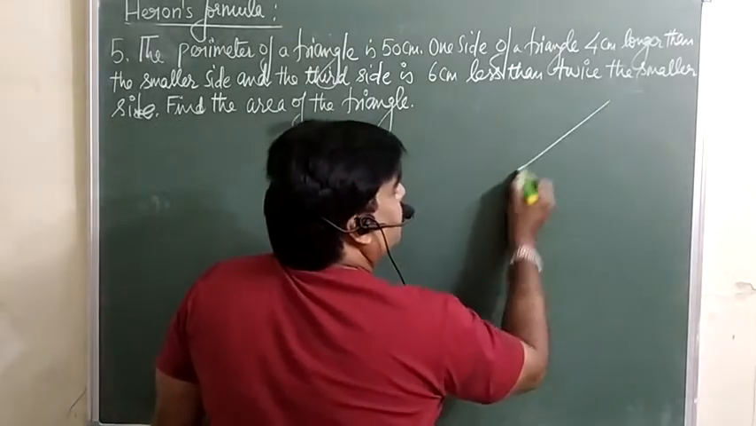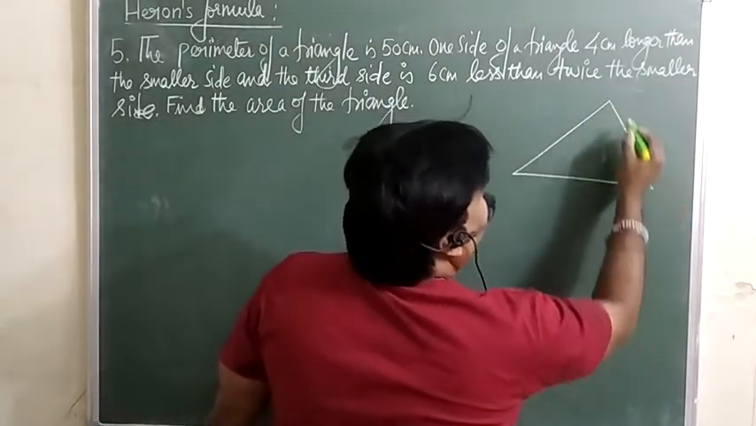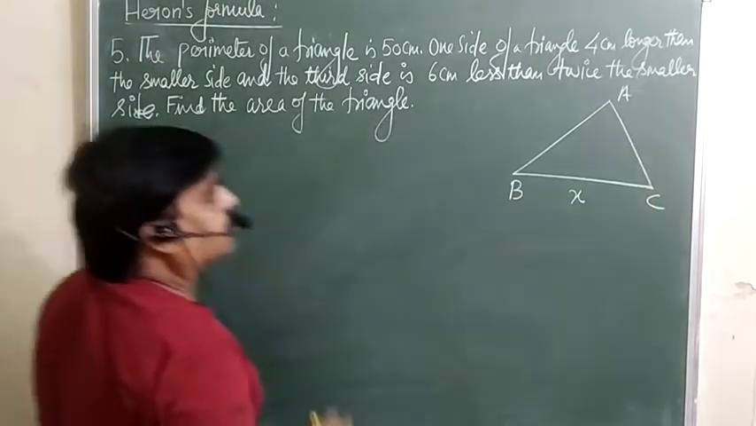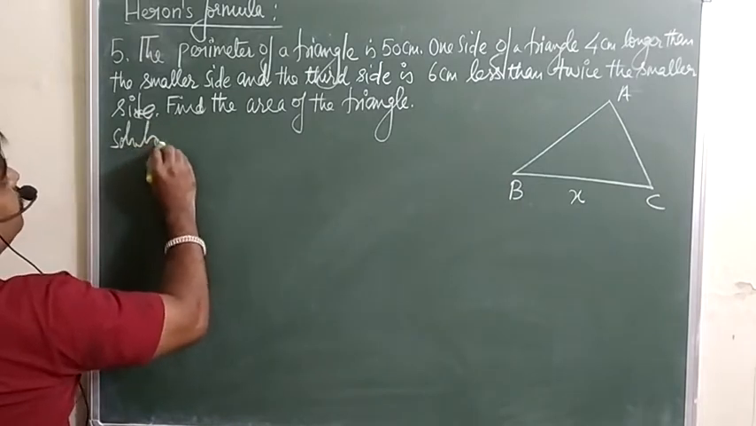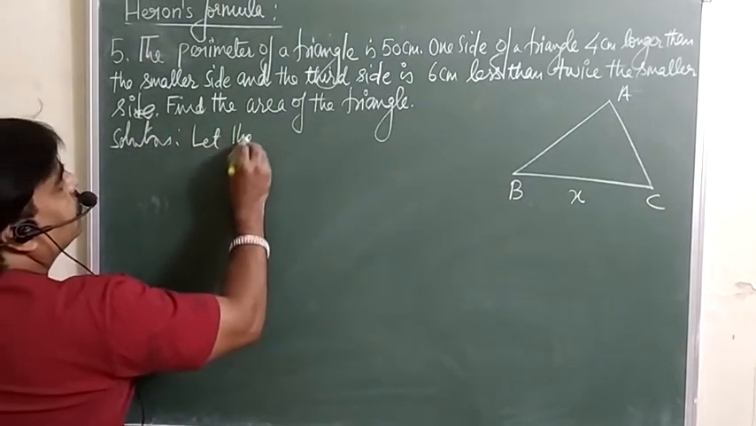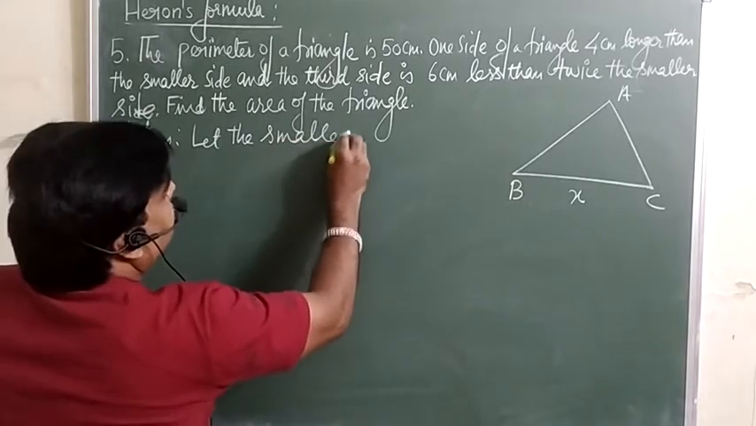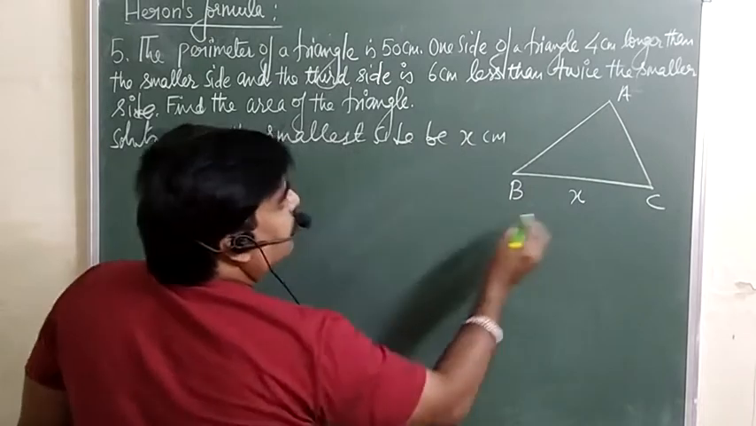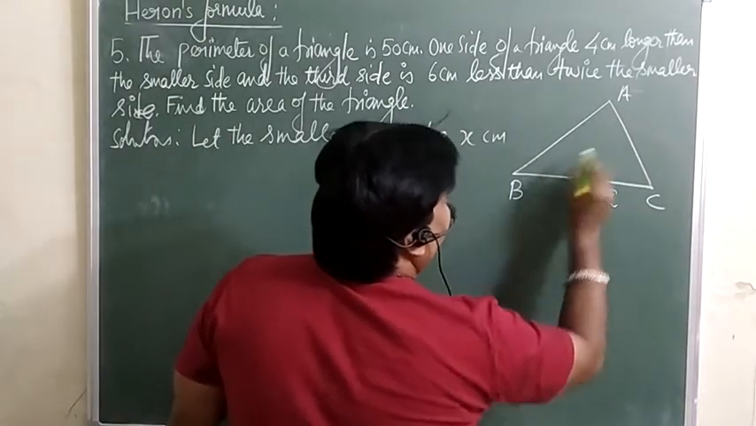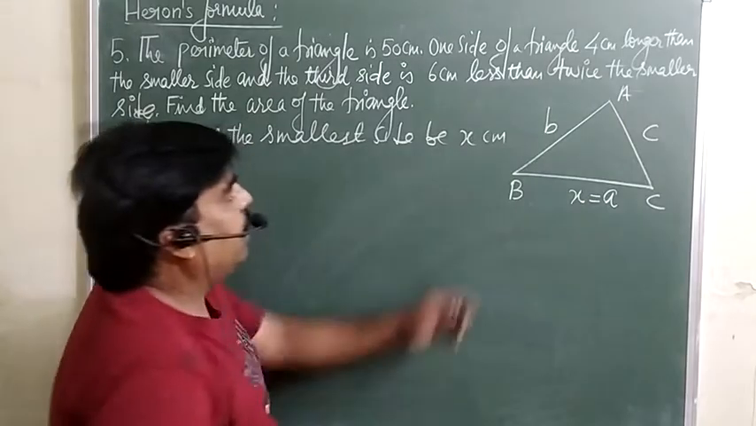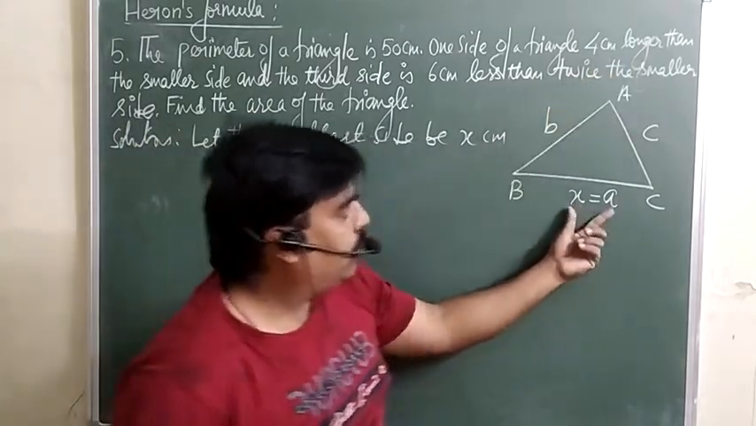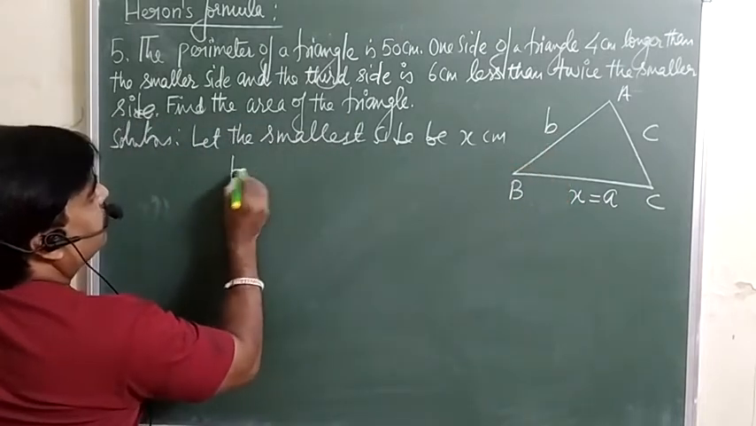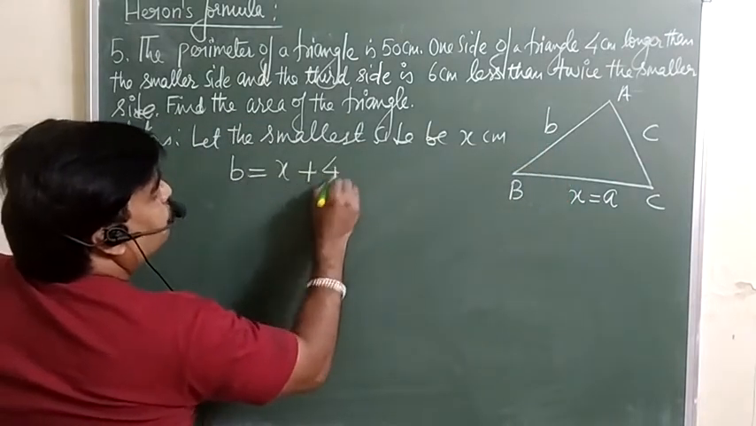So for our own convenience, I am going to draw the triangle here. Let it be ABC, and we can assume the smallest side is x. In the solution, you can say let the smallest side be x centimeter. I am taking this as a, and this as b and c. And b is the side which is 4 centimeter longer than this one. So a is x, then this b will be equal to what? 4 centimeter longer, that is x plus 4.